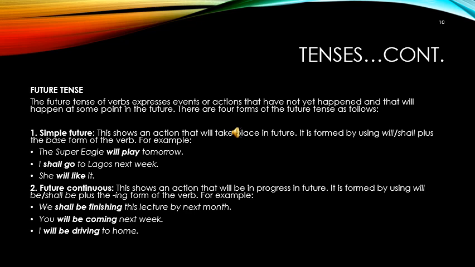The future tense. The future tense of a verb expresses events or actions that have not yet happened and that will happen at some point in the future. There are 4 forms of the future tense as follows.